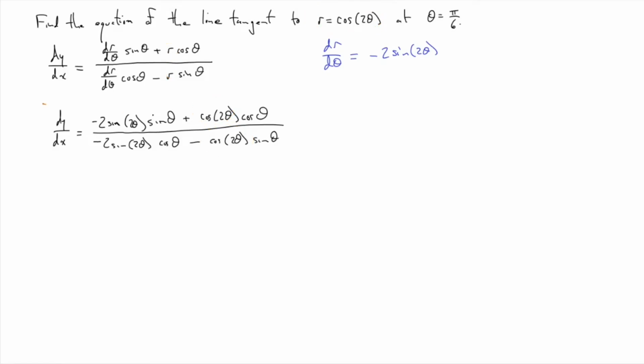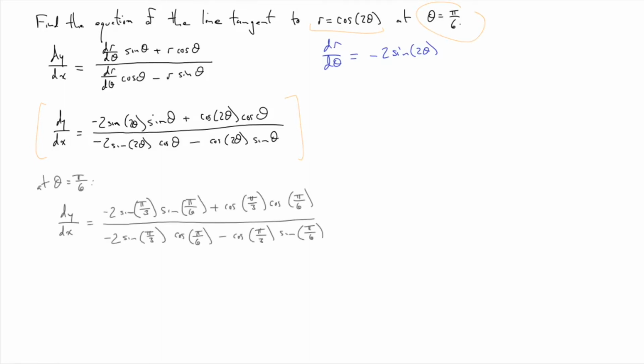And that gives us this expression here for the derivative in Cartesian coordinates of the polar coordinate curve r equals the cosine of 2 theta at any point theta. But we're looking for it where theta is equal to pi over 6 in particular. And plugging theta equals pi over 6 into that expression, we get this expression right here, where the places where it said 2 theta, we have pi over 3, because 2 times pi over 6 is pi over 3, and wherever we had a theta, we just have a pi over 6.